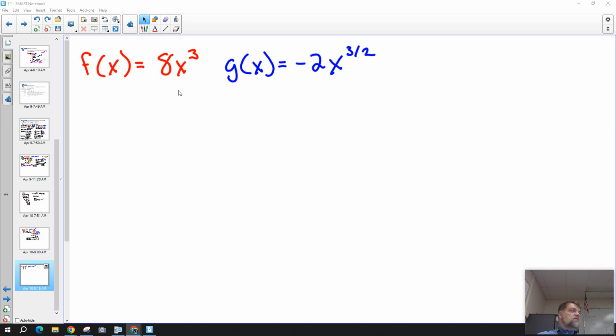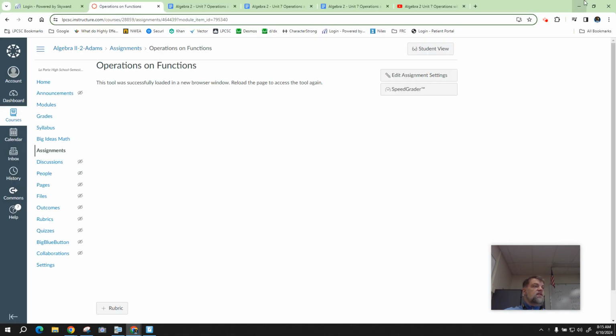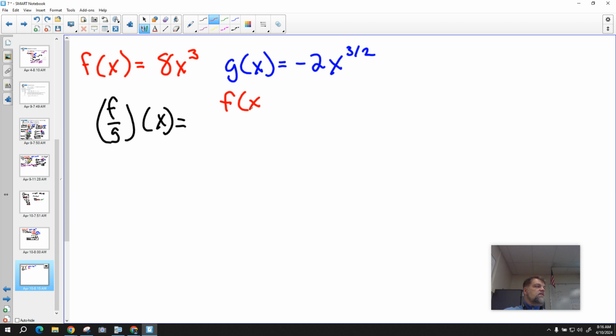So the next one that we're asked to do, give it a second here. And there we go. We're asked to find f divided by g of x. And so that's just going to be equal to f of x divided by g of x.